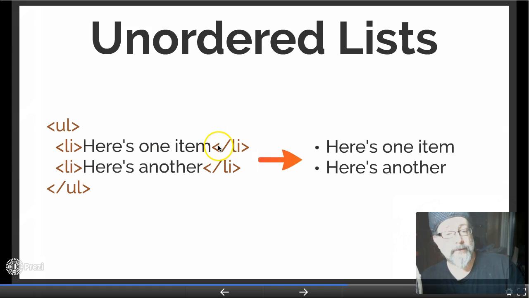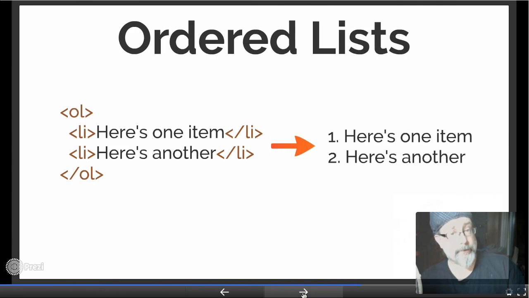And you'll see that there's one item and then there's a closing LI tag, another LI tag. Here's another, closing that, and then you close the UL, and then this is how it would generally render inside of a browser, is that you have a little bullet point and there's your text. Okay.